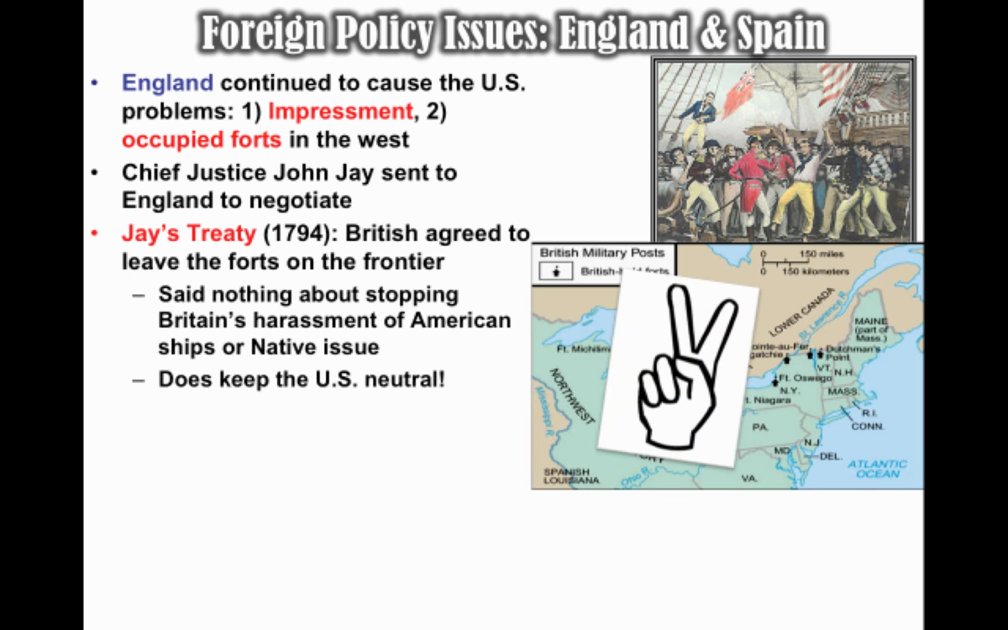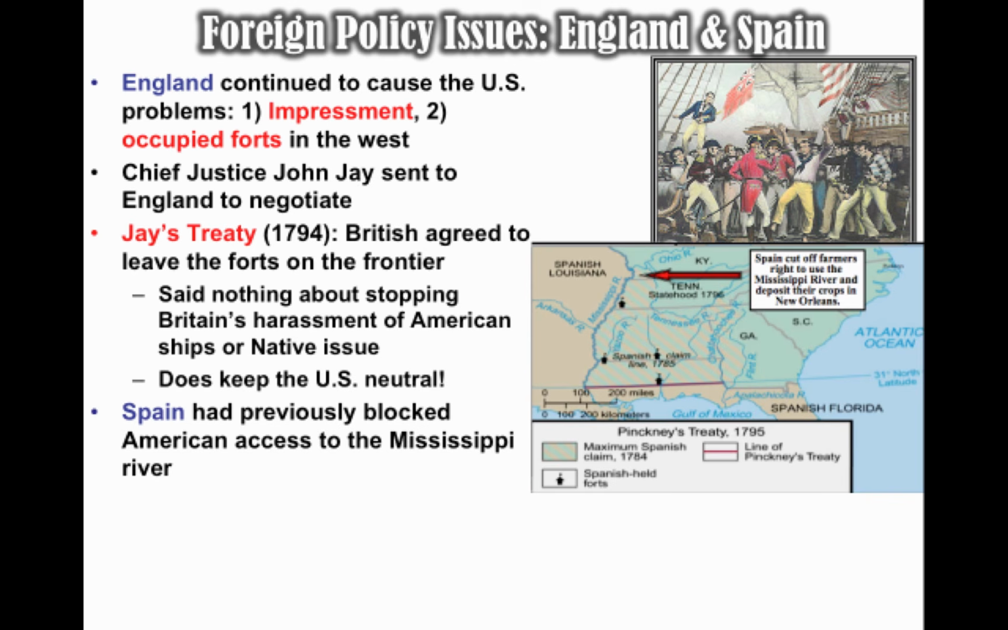Republicans hated this treaty. They felt it was bowing to England, but it does manage to keep the U.S. neutral. It keeps us out of the war. But it's important to note, Jay's treaty was unpopular amongst Jeffersonian Republicans, but it kept us out of a war.